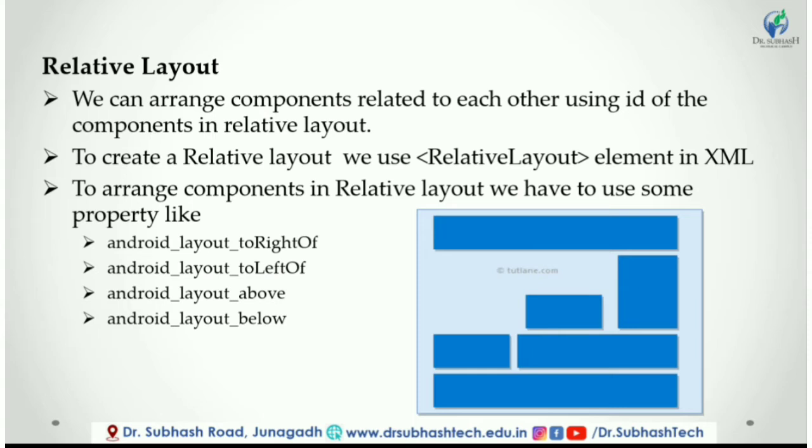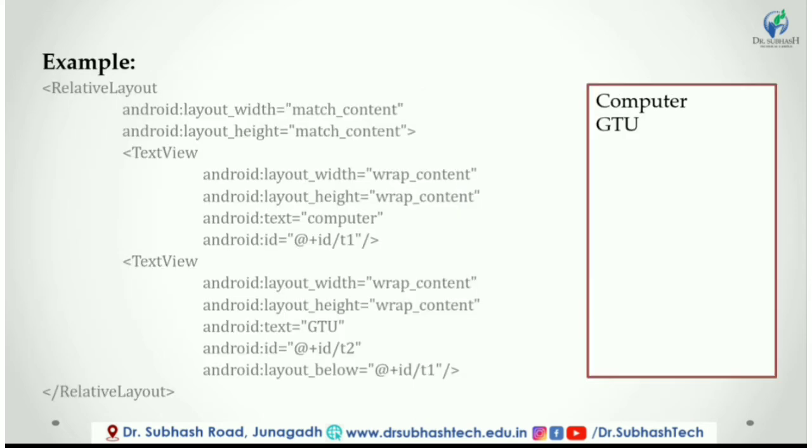Now we will see an example of relative layout. The relative layout contains two text views. The first contains the text Computer and the second is GTU. This relative layout's width and height are match_parent. The first text view has the text Computer, and the second text view contains the text GTU and is arranged on the screen compared to the first text view.